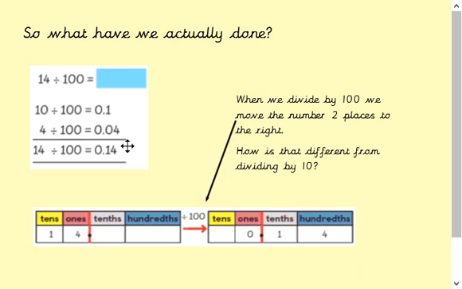Now, if we're going to show that in an abstract way, 10 divided by 100 is 0.1, 4 divided by 100 is 0.04, and 14 divided by 100 would be 0.14, which is what we showed in picture form just now. So this frame is a really good way of understanding and moving these numbers.